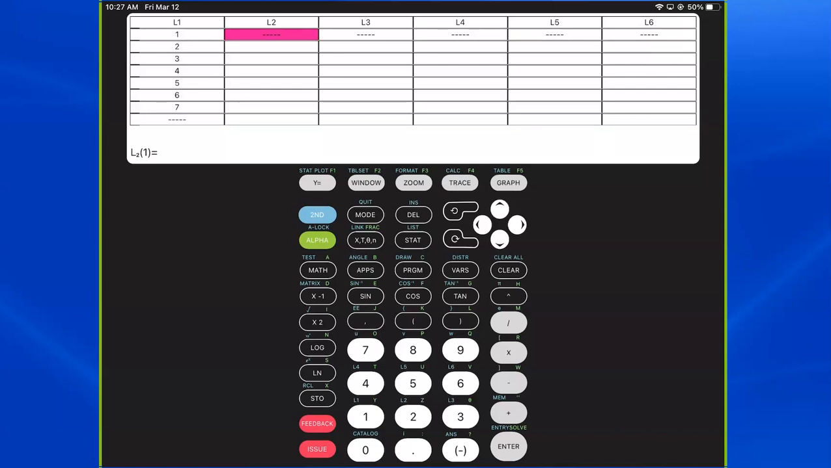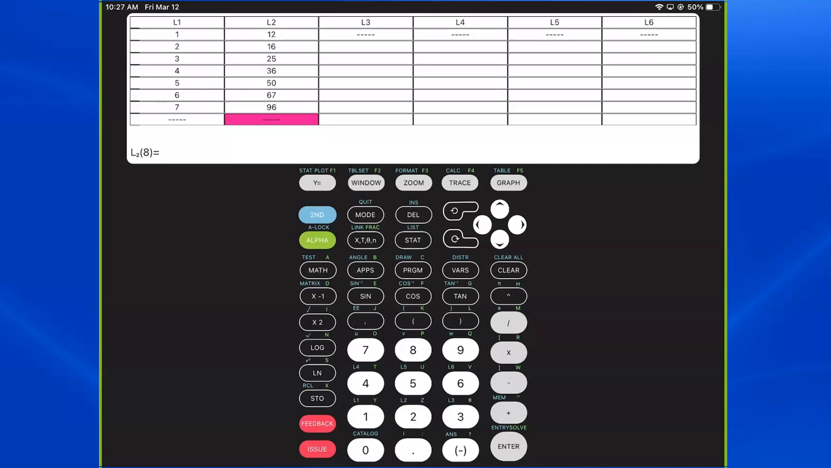For L2, it's going to be 12, 16, 25, 36. So 12, enter. 16, enter. 25, enter. 36, enter. 50, enter. 67, enter. 96, enter. The important thing here is that these lists have to be the same size. If they are different lengths, it's going to not work.